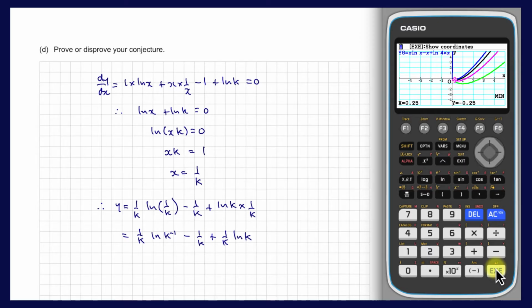Okay, so we can see our first term has an exponent of minus 1. That means that, using log laws, it can be brought out the front: minus 1 on k ln k minus 1 on k plus 1 on k ln k. And you can see that the first term and that last term are the negatives of one another, and so that equals negative 1 on k. And that was our conjecture proved.